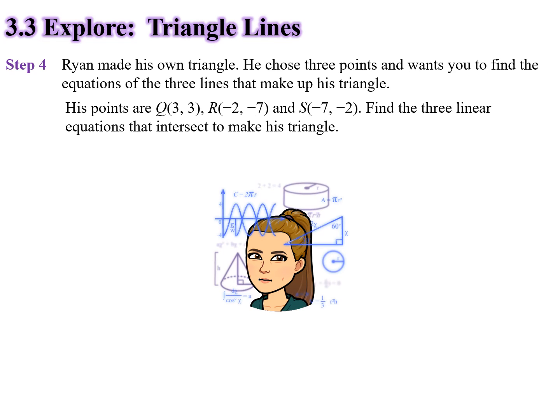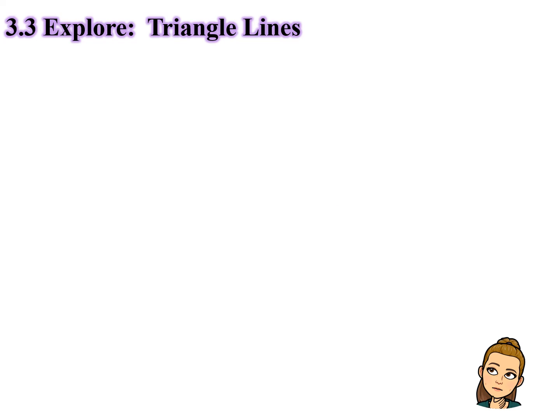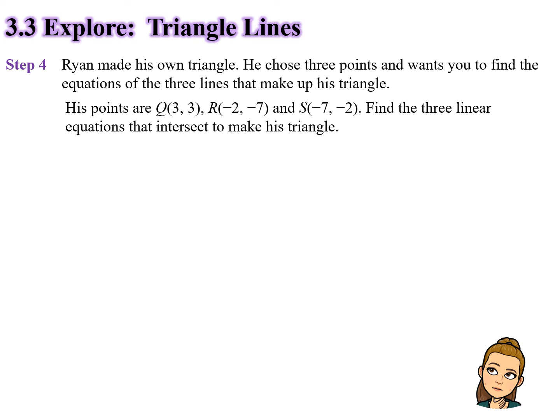The first thing I want to do is find QR. So the first thing we need to do here is find the line QR. We need to find the slope between Q and R. So I want to list out those points again. Q is (3, 3), and R is (-2, -7). I'm just going to rewrite that, and you should follow along on your sheet here.